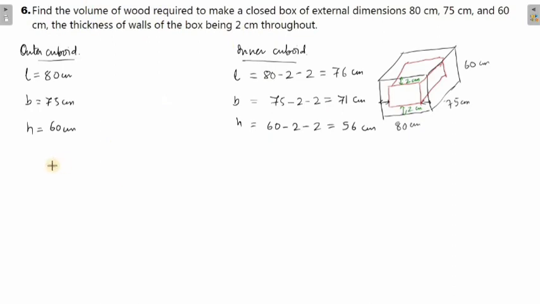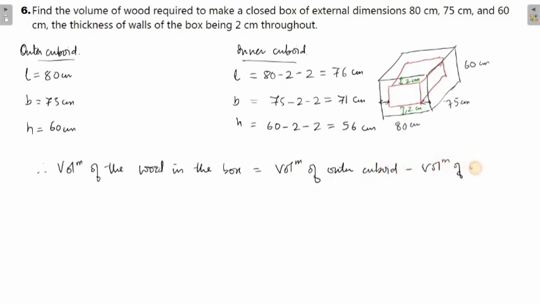Now the question is saying find the volume of the wood required to make the box. So for calculating the volume of the wood in the box, we have to make use of this particular formula. Kindly look at this very carefully. It is volume of outer cuboid minus volume of inner cuboid. This is the formula for calculating the volume of the wood in the box.